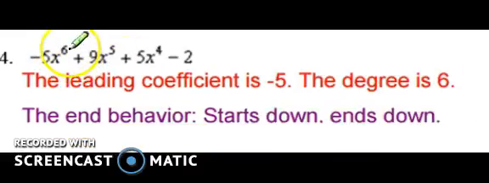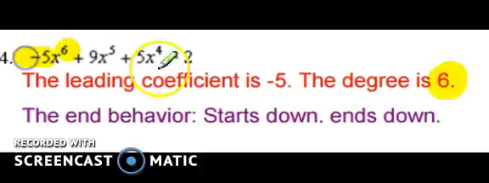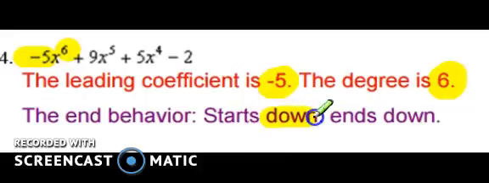In problem number 4, my degree is 6. That's an even degree. It's either going to be up, up, or down, down. My leading coefficient's a negative, so it's going to flip the graph upside down. So I'm going to start down, and because it's even, it's got to go in the same direction, so it's going to end down.